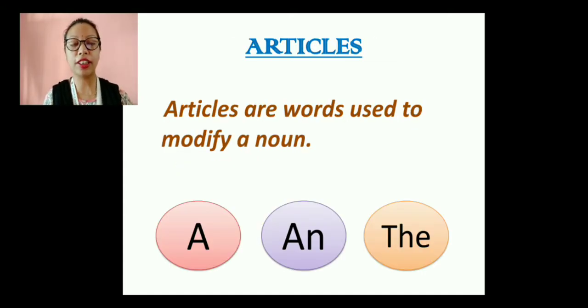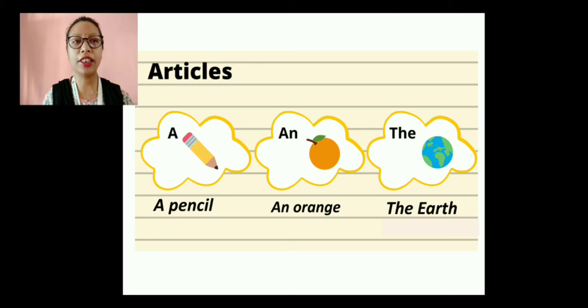As you know, articles are words used to modify a noun. And there are three articles: a, an and the, right? Which we have already discussed. These are a few examples of articles: a pencil, an orange, the earth. Pencil, orange, earth are all nouns, and we are modifying the nouns by adding the articles a, an and the, which becomes a pencil, an orange, the earth.